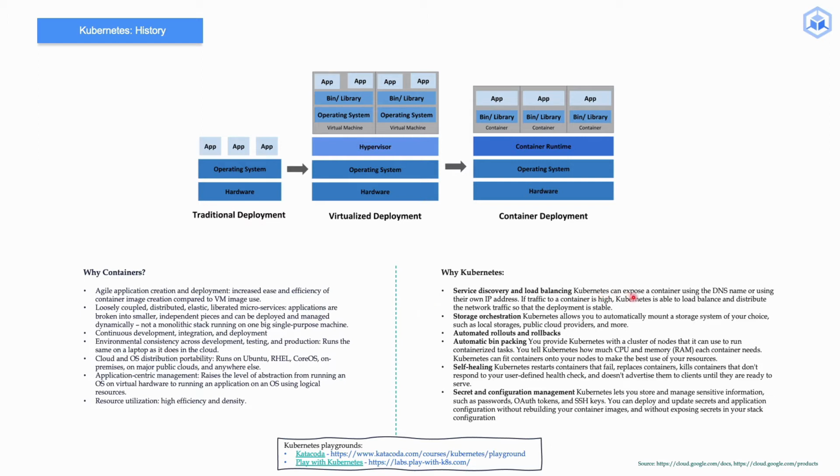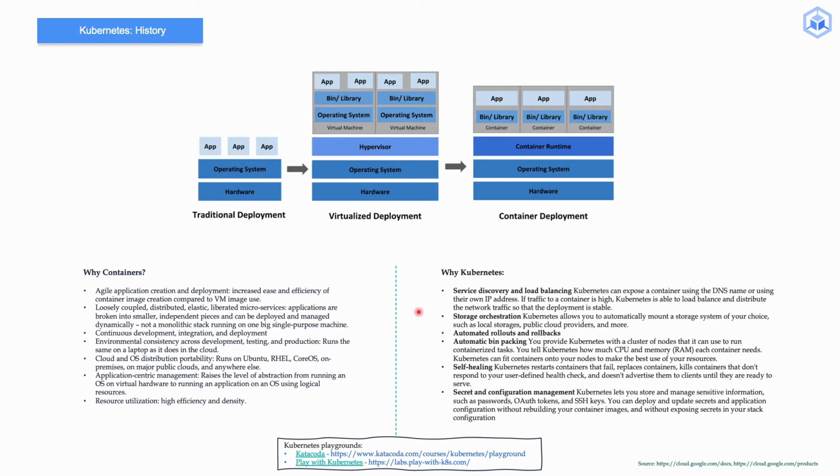So Kubernetes can expose a container using the DNS name or using their own IP address. If traffic to a container is high, Kubernetes is able to load balance and distribute the network traffic so that the deployment is stable. So again, it all came down to containers being useful, but to be able to manage lots and lots of containers in any deployment became the next major requirement.